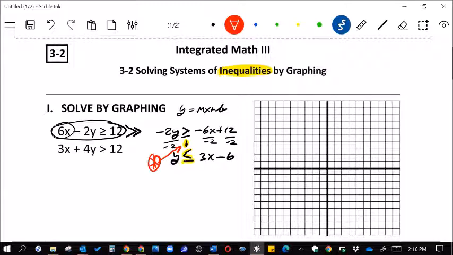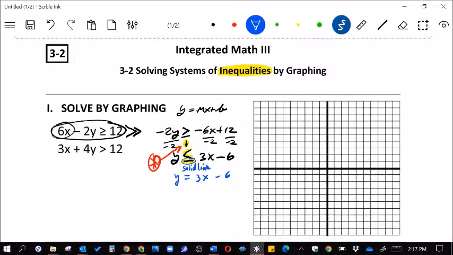Next thing, power to the computer, which I have done. Next thing, we're going to graph that. We're going to graph it as if it was simply y equals 3x minus 6. But because of the greater than or equal to, we can have a solid line. So we'll do a solid line.